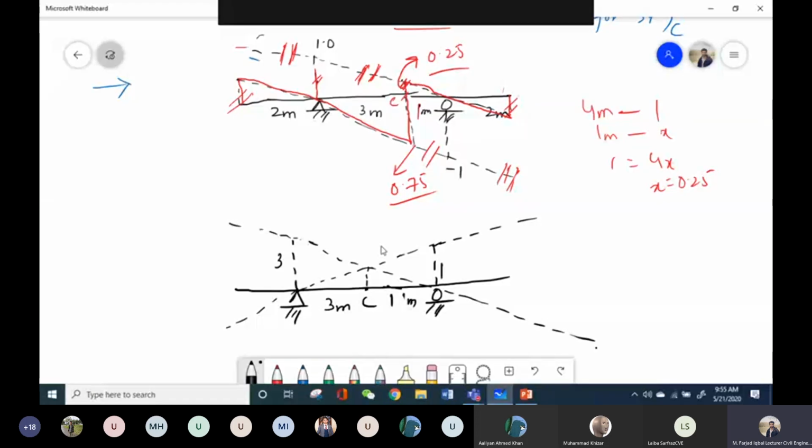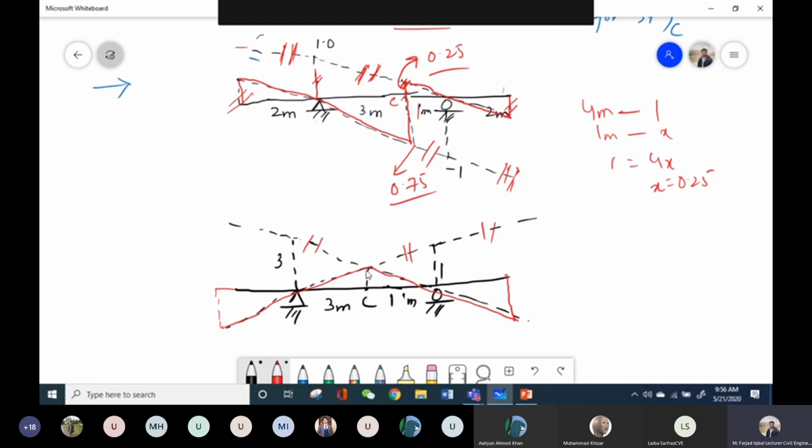Now this method says that after you have plotted these two intersecting lines, you will remove the extended portion on either side of the point of intersection, and the remaining shape will be the shape of your ILD for bending moment. Let's say this shape. The remaining shape will be the shape of the ILD, and you will remove this.